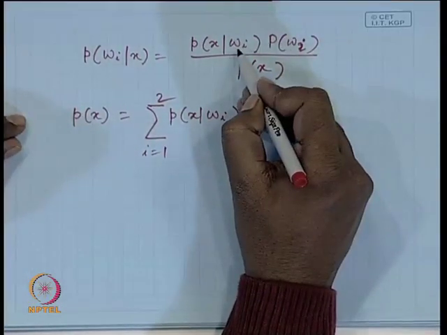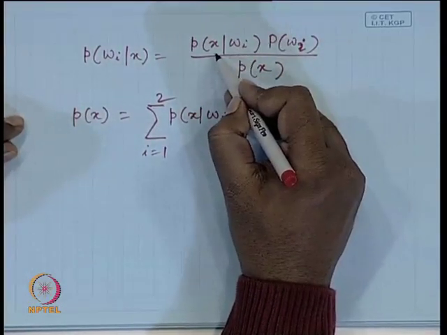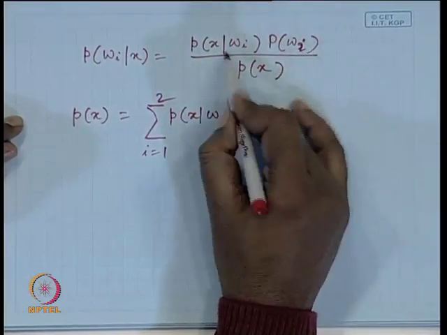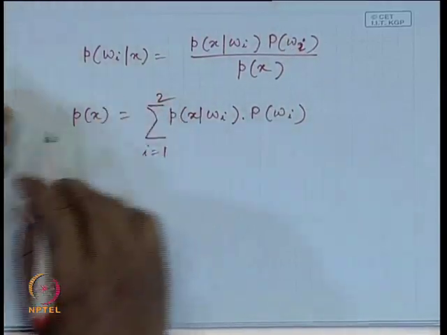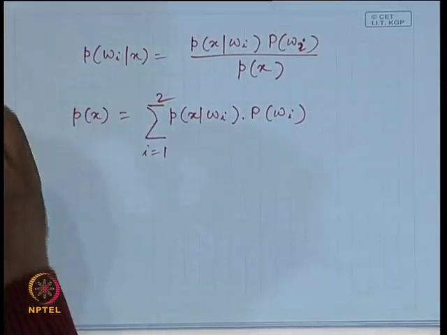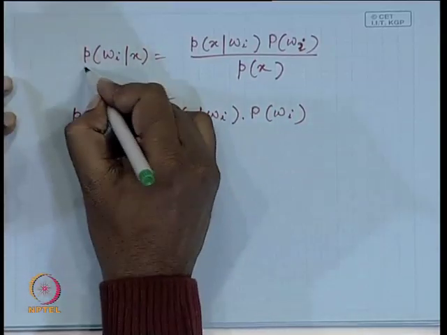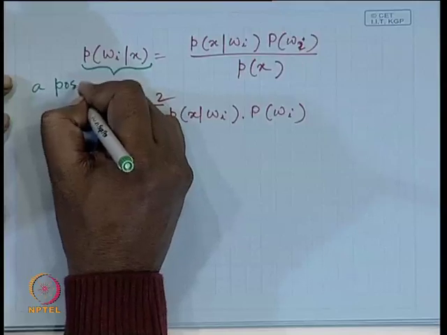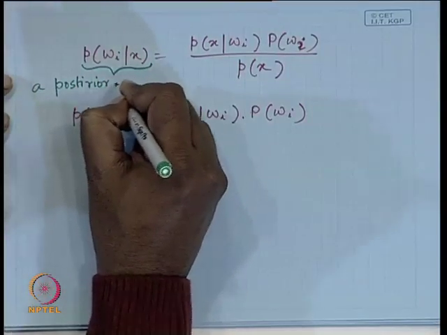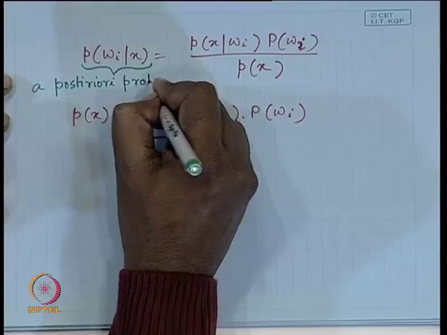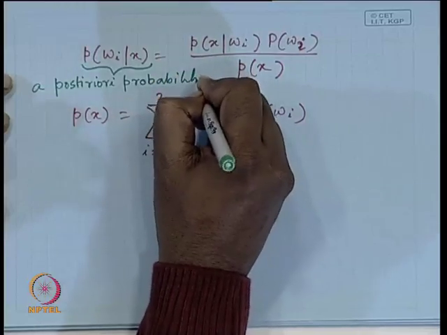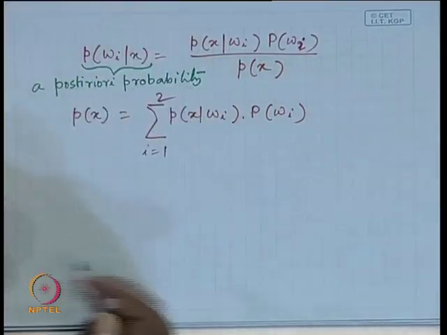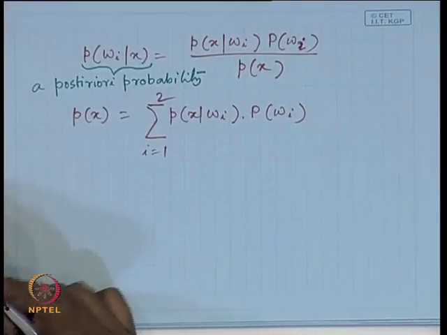So, what I have is class conditional probability density functions of the feature x. I have a priori probability, that is P of omega I. And using these two, I am computing P of omega I given x, which is called a posteriori probability.